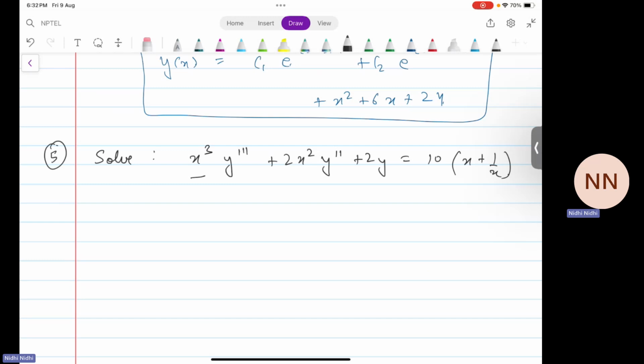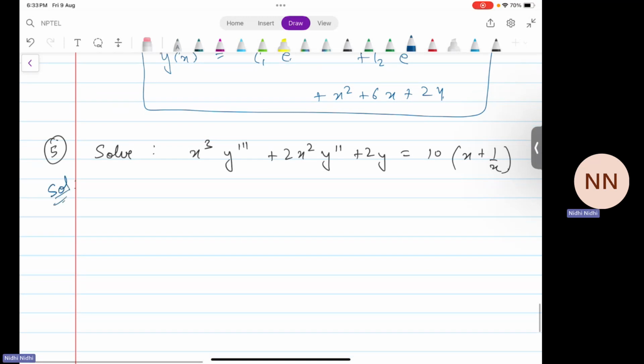But now the problem is how to find the complementary function. For the complementary function, we need to find the roots of the auxiliary equation. But here, our auxiliary equation will contain some x square type of terms as well. That would create a problem. So now we'll try to do some substitution so that our problem becomes similar to the one that we have been solving till now.